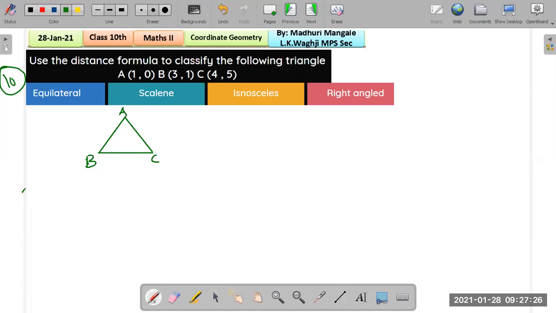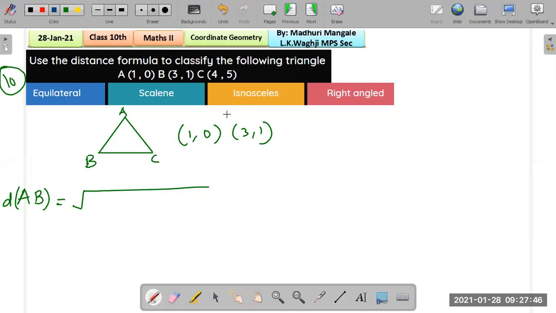We first begin with finding the distance AB. So that will be the root of (x2 minus x1) squared plus (y2 minus y1) squared. The same formula we apply here. But what are A and B? The first point is (1, 0), that's A, and (3, 1) is B.